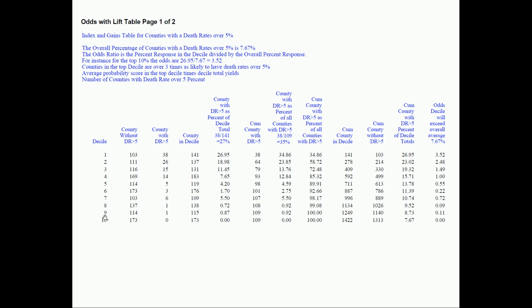So we group it in deciles based on the scores. This is what we did with the observed versus predicted model. So we see healthy counties, without a D. Here's the number of healthy counties. For instance, in the first decile it is 103. There were 38 that had a death rate over 5%. The total in the decile is 141. The percent of the counties with a death rate over 5% was 26.95%, or 27%. That's the 38 over the 141.